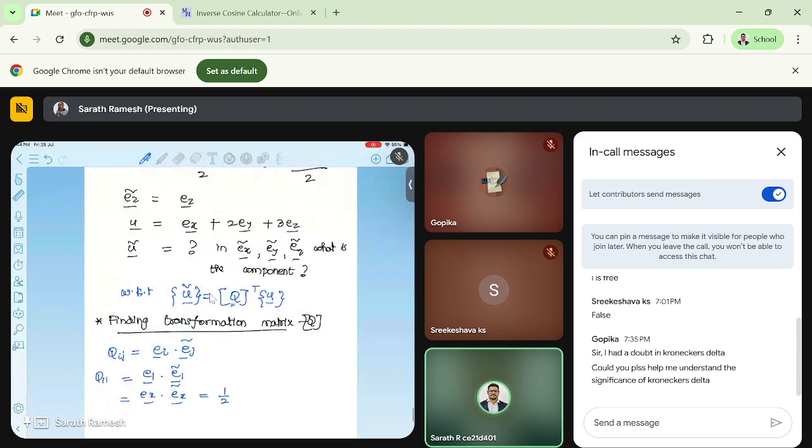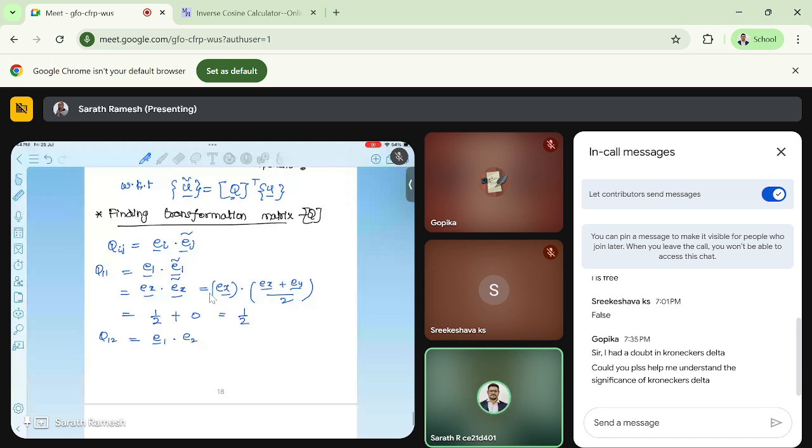For this question, what is E1 dotted with E2? This is Ex, Ey tilde. Ey tilde is here, Ex is not there, no? So, it is 0, correct? It is 0. What is Q13?